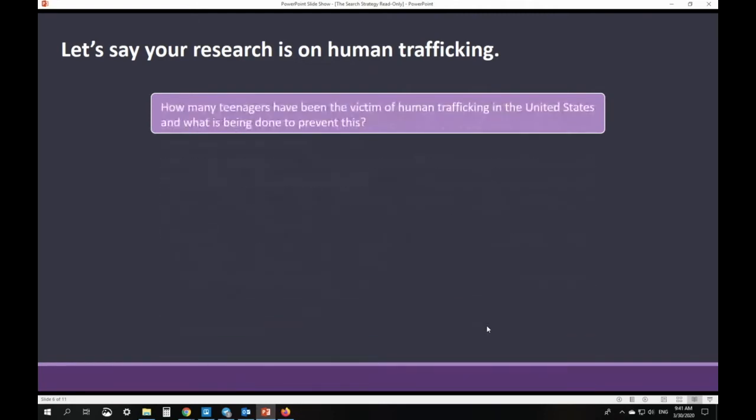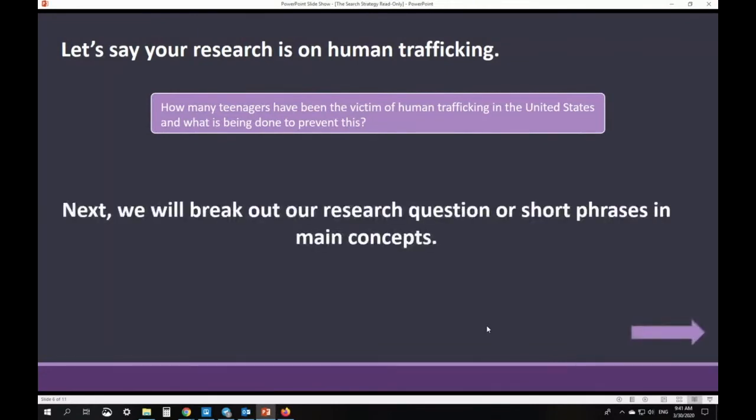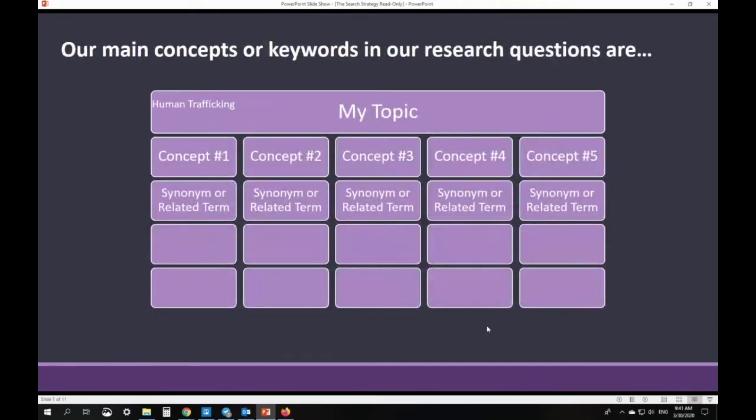Or you can have an entire research question, such as how many teenagers have been the victim of human trafficking in the United States and what is being done to prevent this. Next, we will break out our research question or short phrases into main concepts.